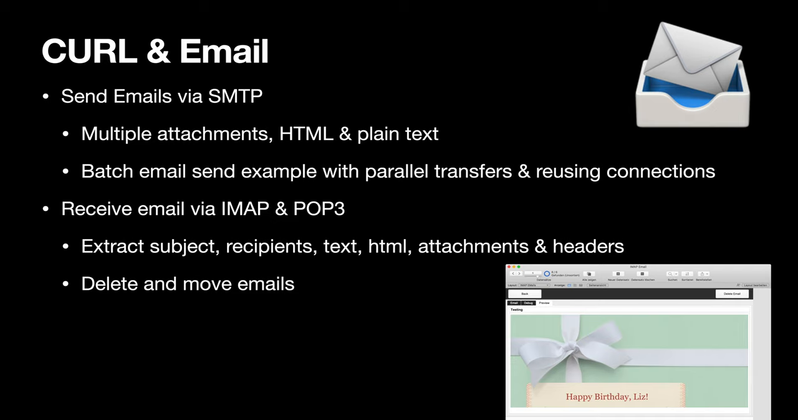You can receive emails via IMAP and POP3. The MBS plugin comes with an email parser, so we can extract the subjects, the recipients, the text, HTML, and attachments. We can also run custom IMAP commands to delete an email or to move it into an archive folder. And we have a nice example database called IMAP email, which shows you how to load the list of emails and then load individual emails and even preview them with showing the inline graphics in the web viewer.